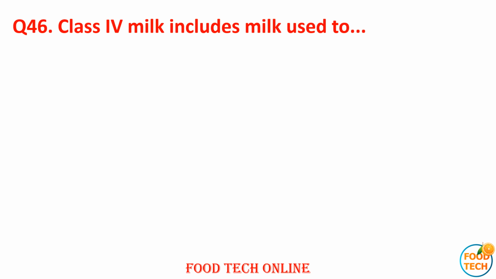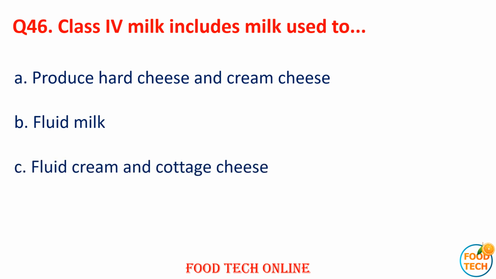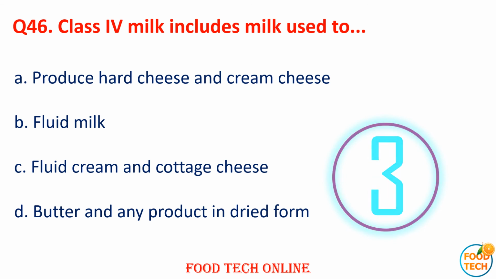Question 46. Class 4 milk includes milk used to A. Produce hard cheese and cream cheese, B. Fluid milk, C. Fluid cream and cottage cheese, D. Butter and any product of dried form. Answer D. Butter and any product in dry form.